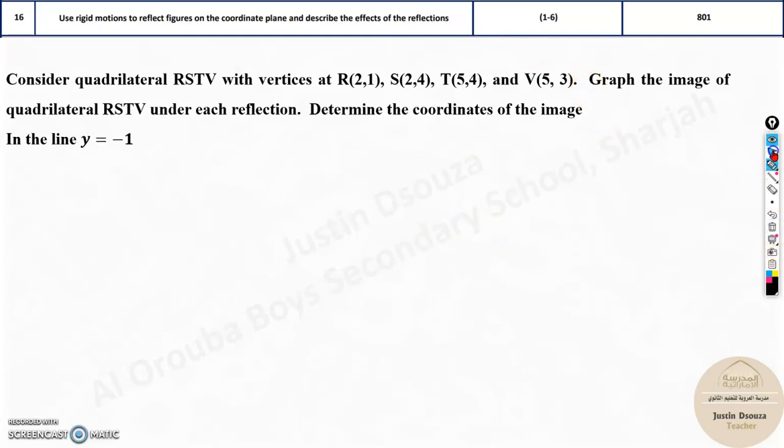Now here, you might have already learned about reflection along axes, say x-axis, y-axis. But now it is not about axes, it's about particular lines. Let's look at this problem. Consider the quadrilateral RSTV where the coordinates are given. You need to reflect it along the line y equals -1. How would you do it?